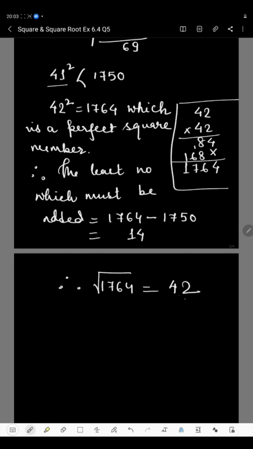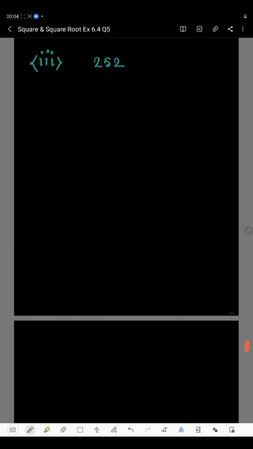Now coming to the third part. Now in the third part we have 252. Again we will make pairs of this. So 52 will make one pair and this 2 will be considered as one pair. Now 1 1s are 1, 2 2s are 4. So we will have to take 1 here. So 1 1s are 1. Now 2 minus 1 is 1. Now this 5 and 2 will come down.